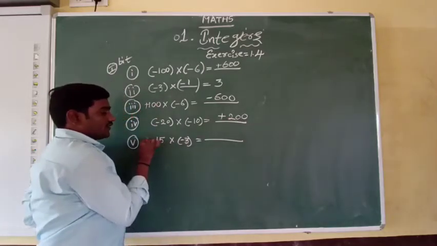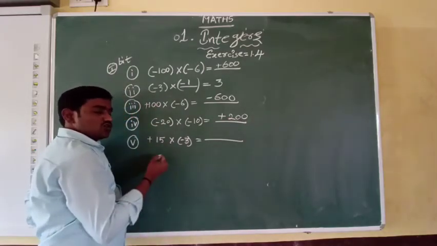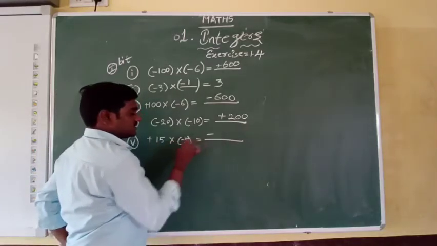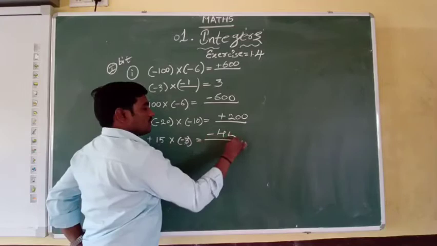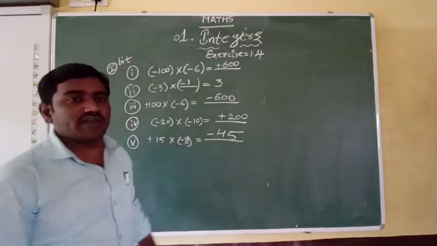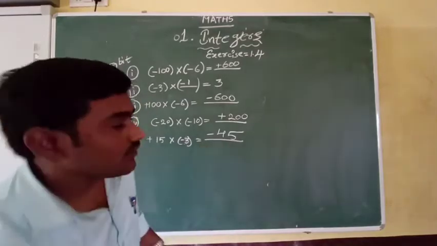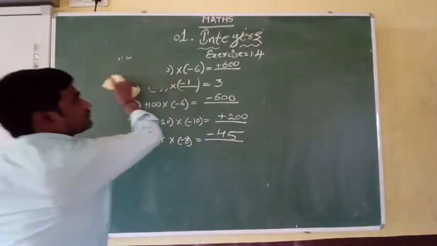Now here, before 15 there is nothing but a plus. If there is no sign before the number, that is always plus. Plus into minus is minus. 15 threes are 45. So this is the way we can complete this. Again we have some simplifications based on this, but they are not fill in the blanks.